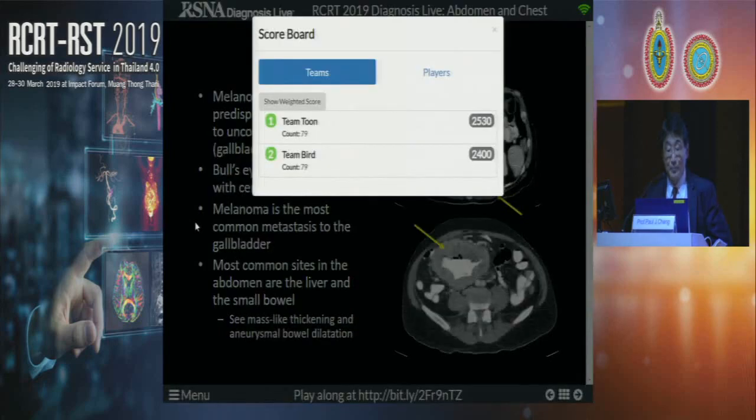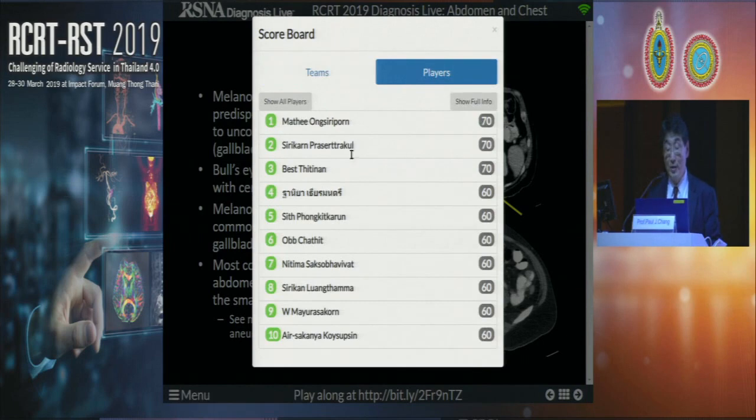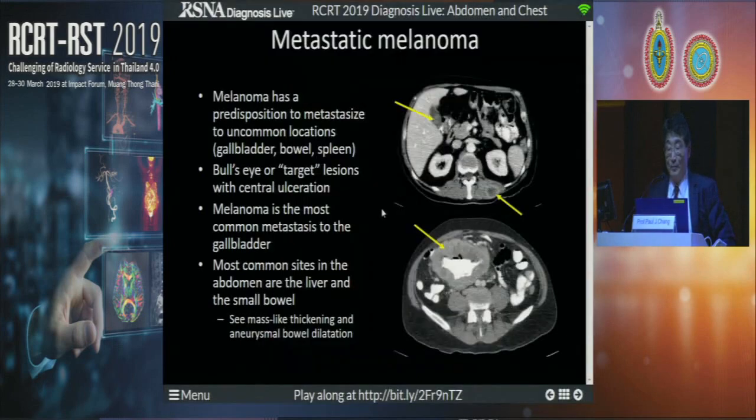Let's see how people are doing here on the scoreboard. So it's very close. So let's hear it for Team Toon. They are leading. Excellent. But Team Bird, you're very, very close. And let's look at the players here. I am not going to attempt to say the names here. But Matty, raise your hand. Who's Matty? Let's give her a... Excellent job. But also, we have other people here. Siri Khan and Best, let's raise their hands. Stand up. Excellent job. Okay. So again, the top 10 people are going to get a ribbon as well. So let's keep going. We still have time.